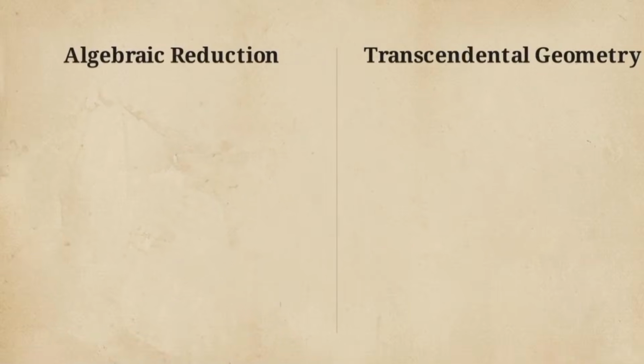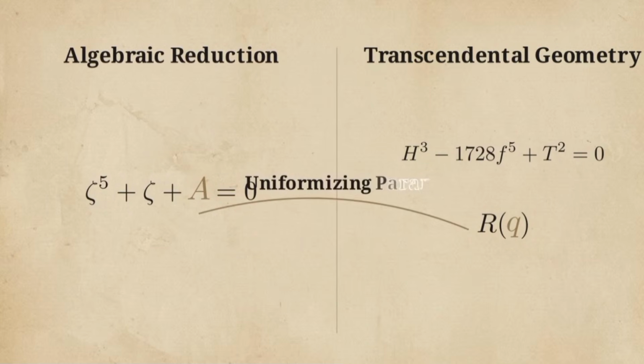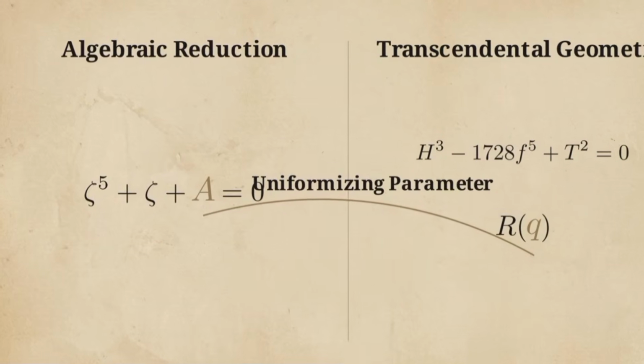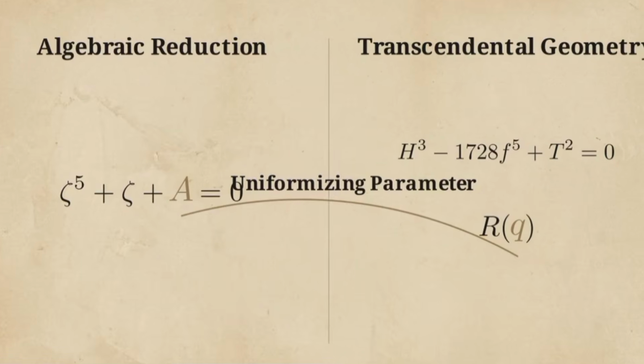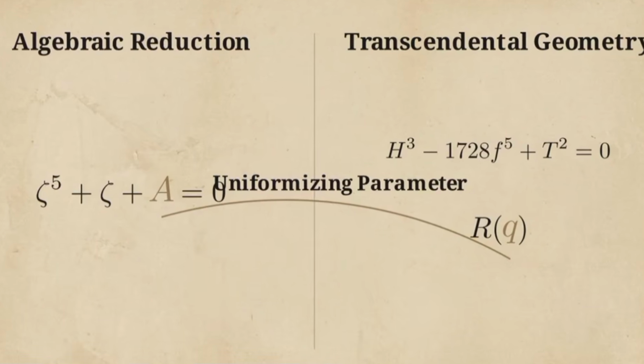We now have two parallel tracks ready to converge, our algebraic reduction and our transcendental geometry. On the left, we have a single parameter quintic. On the right, we have a single modulus parameterization. Because both sides rely on exactly one parameter, they map to each other perfectly. By equating the algebraic parameter a directly to the geometric invariance, we can invert the modular function.